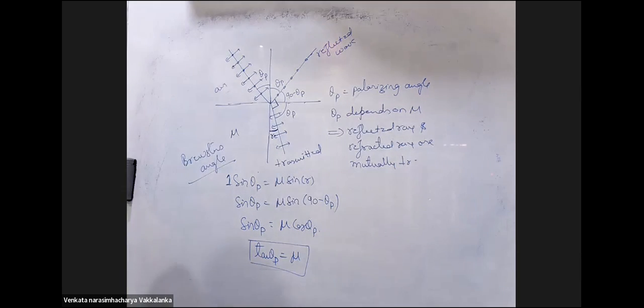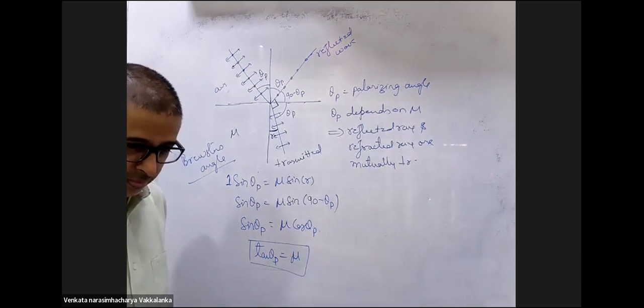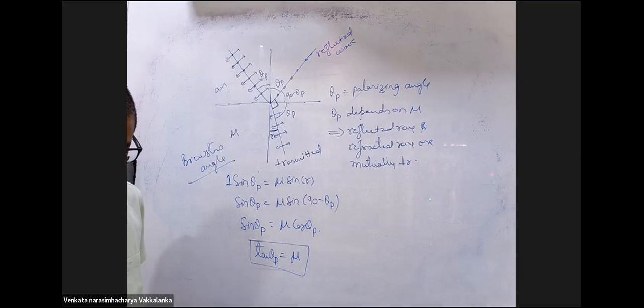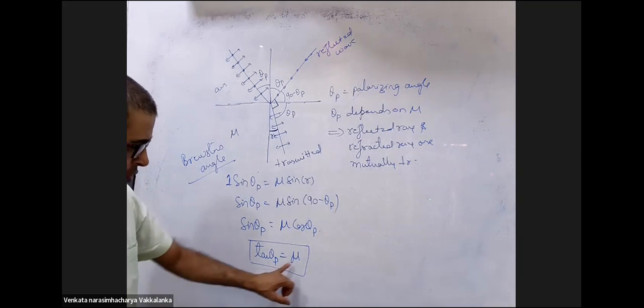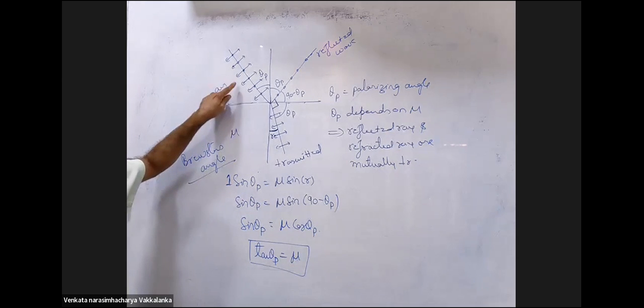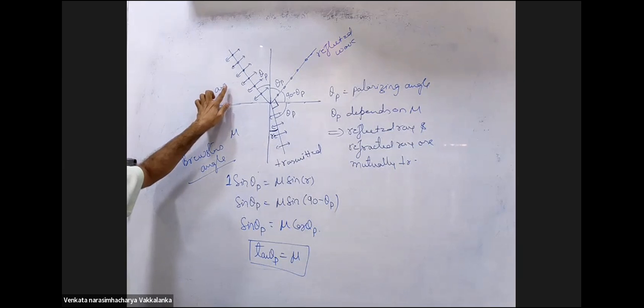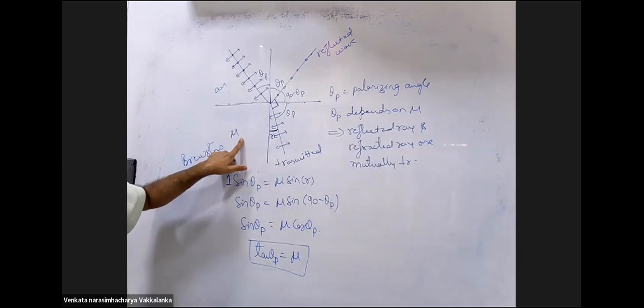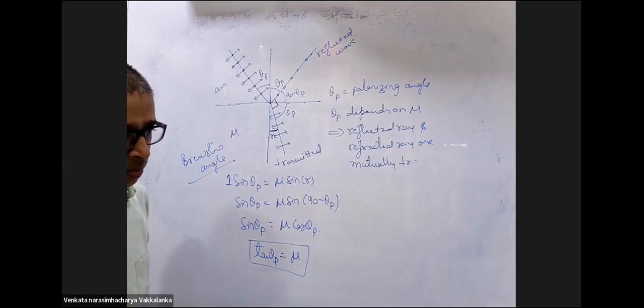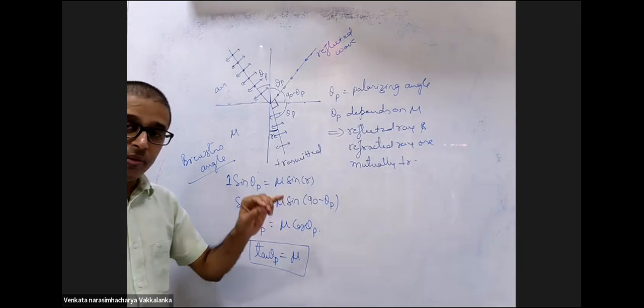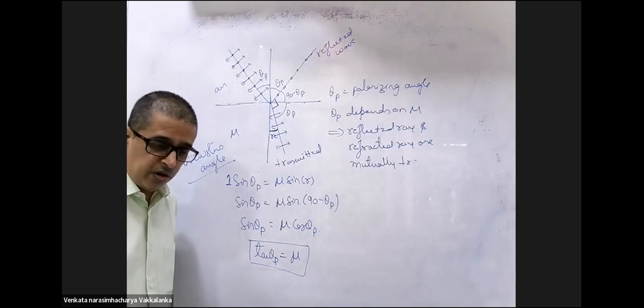Or can we generalize it by mu of dense or by mu of rarer? This is that medium, mu of the second medium upon mu of the first medium. Here I took air, so this mu is 1. If not, mu of the second medium with respect to the first medium. Okay, so call this mu to be mu of second medium upon mu of first medium.